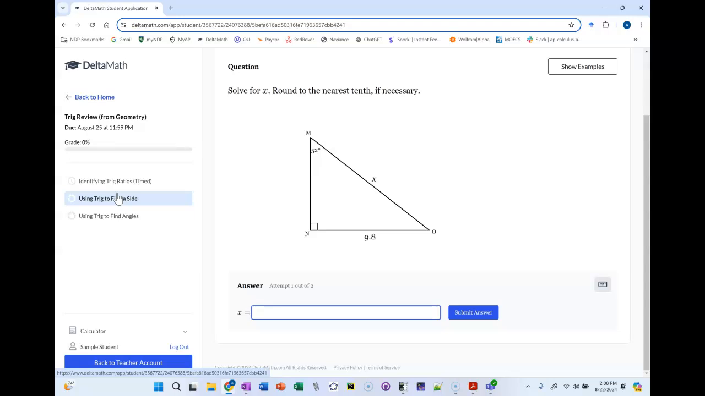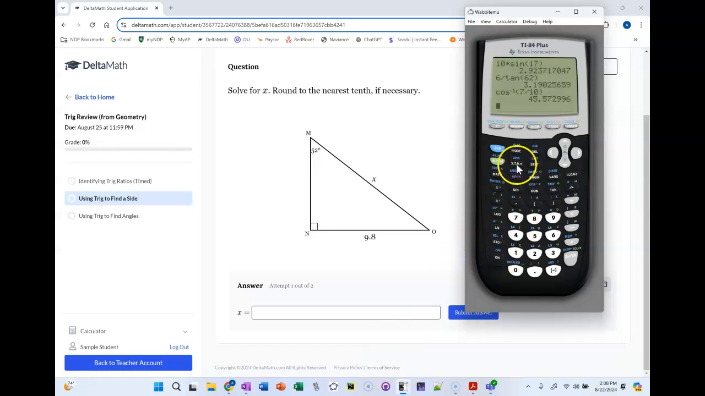The next problem type is going to be just solve for x, where x is a side length. So on this problem, I would say, okay, 52 degrees. This side is opposite. This side is hypotenuse. So I'm going to be using sine. I'd say sine 52 equals 9.8 over x. I cross multiply and divide, and I'm left with x equals 9.8 over sine 52. I don't expect you to be able to do these in your head. You'd certainly have written that down.